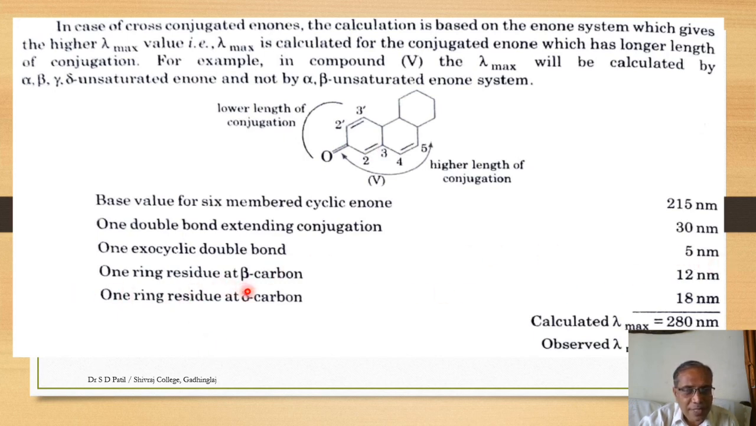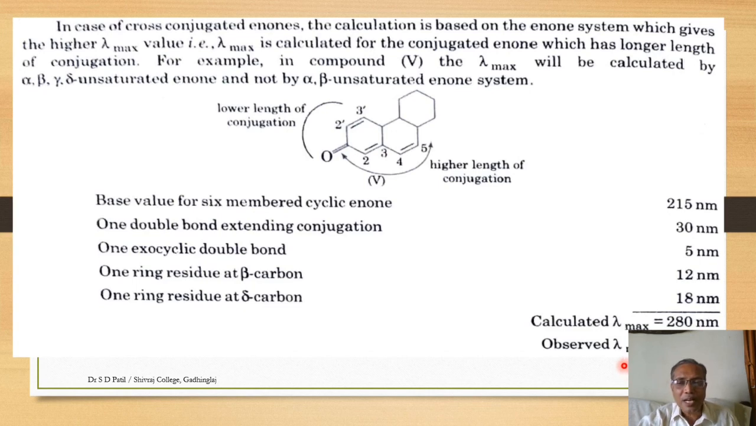Then one ring residue at beta position. So this carbonyl carbon is there, alpha, beta, this is the substituent at beta position, increment of 18 nanometers. So one ring residue at delta position, alpha, beta, gamma, delta. It gives the corresponding increment. So the calculated lambda max is 280 nanometers and the observed value is 298 nanometers.